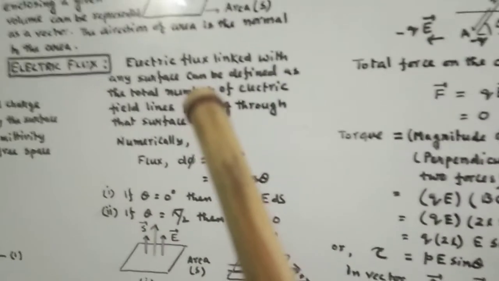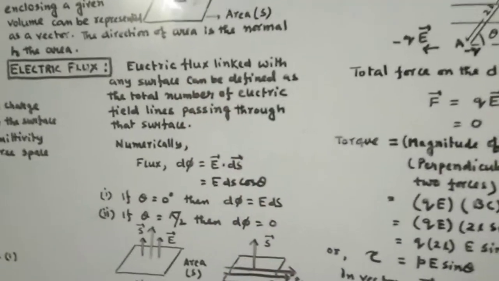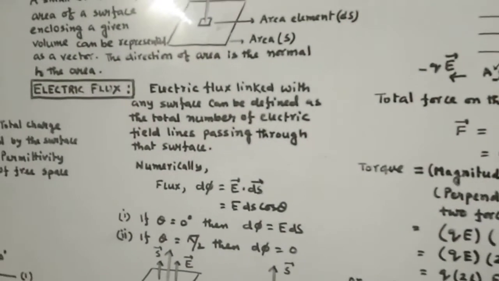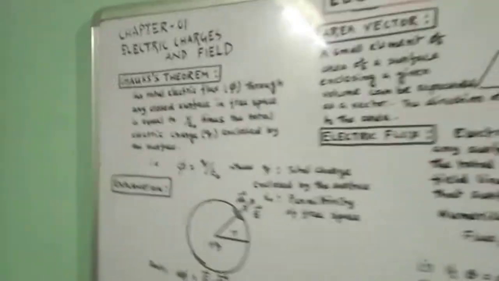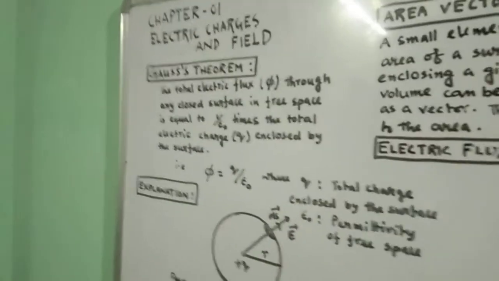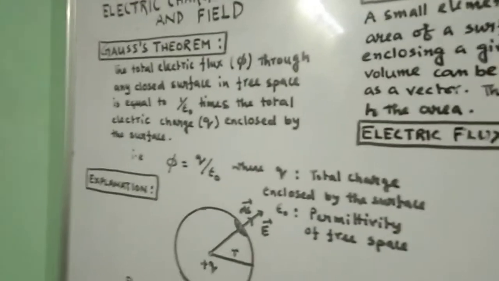So this is all about your flux, and flux is proportional to the number of field lines. If more field lines pass through a surface, then the flux will be high. Now let me go for the next topic, Gauss's theorem, and this relates with the flux.